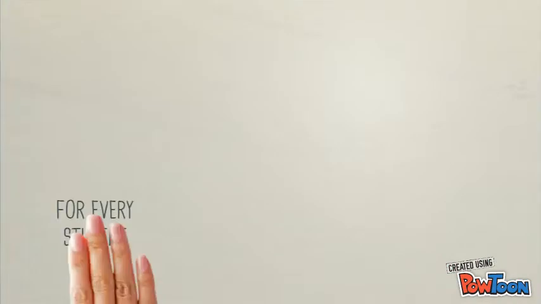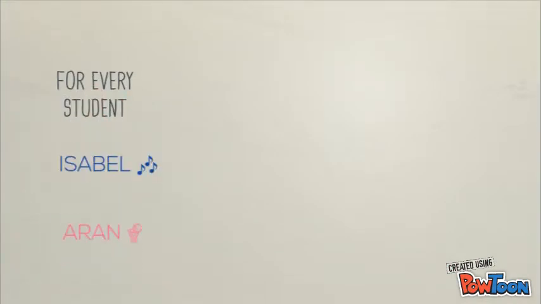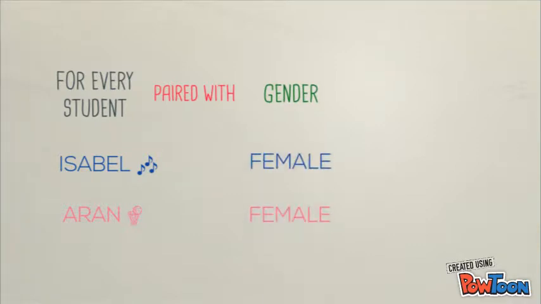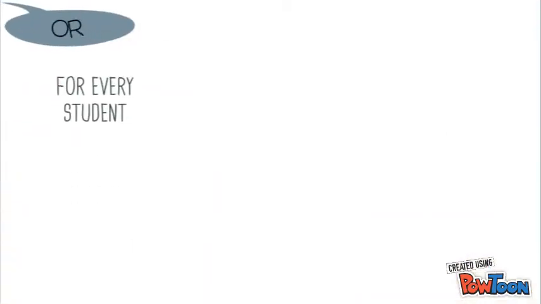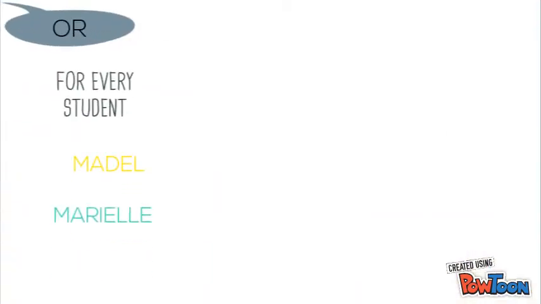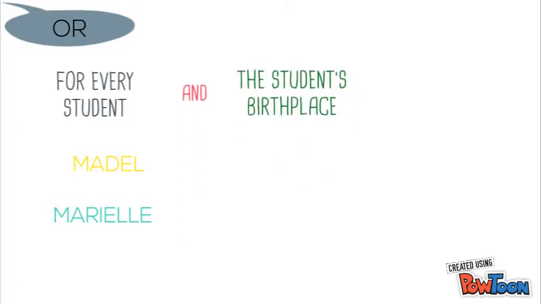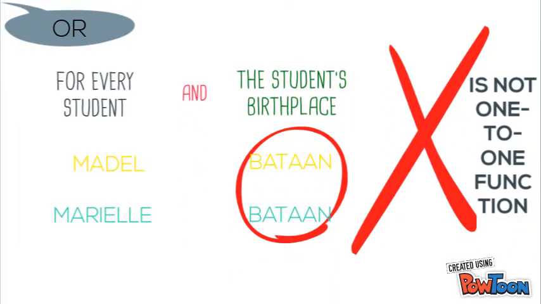That's why, for every student like Isabel or Aran, paired with their gender, both females, is not a one-to-one function because people can have the same gender. Or for every student like Madel or Mariel, and the student's birthplace like Bataan is not a one-to-one function either because some students can come from the same province.